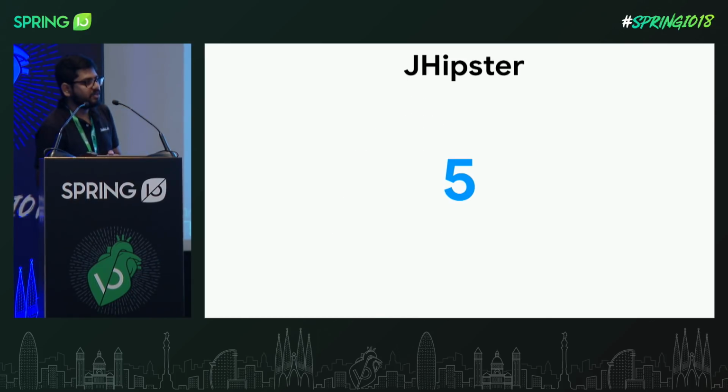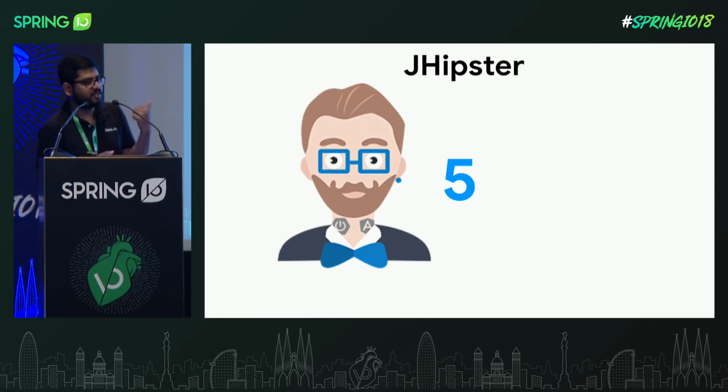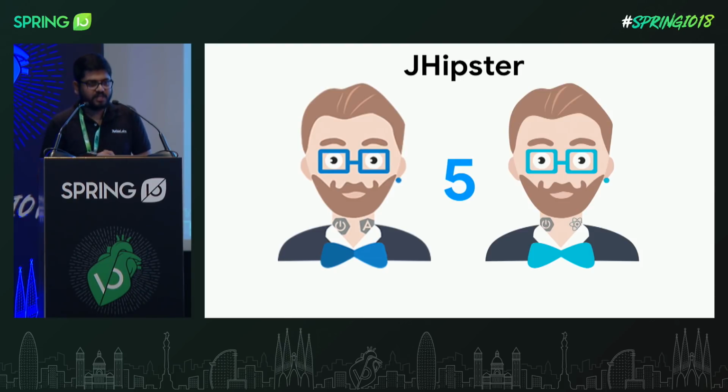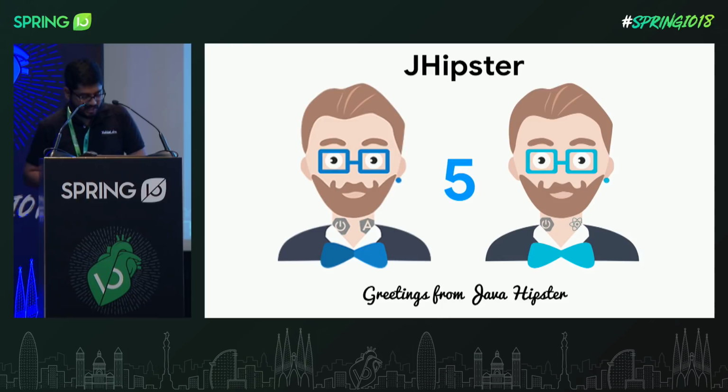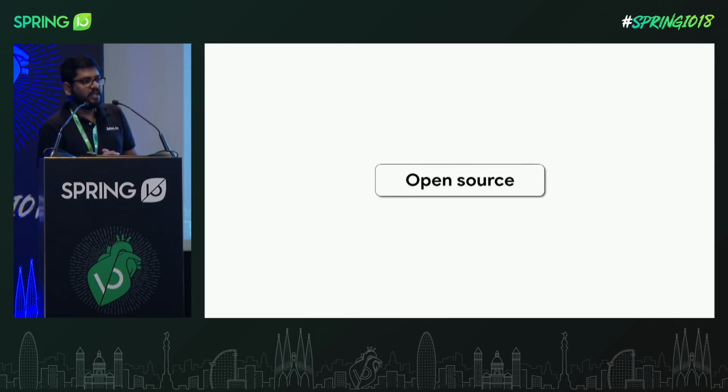So welcome to JHipster 5. Till JHipster 4, we had one guy named JHipster, and he has an Angular tattoo, which means the front end is entirely Angular. But from JHipster 5, we have his brother, who has a React tattoo, and we have a React front end as well as Spring Boot 2 for JHipster 5. So you can choose whatever you want. So greetings from JHipster. It's a completely open source project.